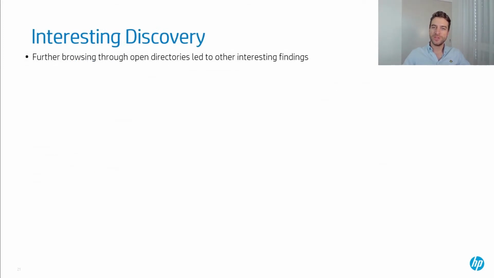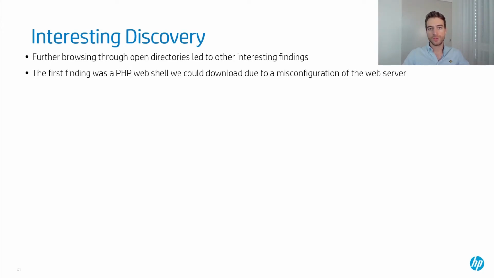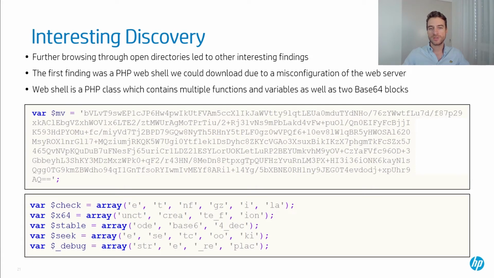By further browsing through even more open directories, we discovered a few other interesting things. At one point, we were able to download a PHP web shell due to a misconfiguration of the web server. The PHP file was not interpreted by the server, but served for download. The web shell consists of a simple PHP class which contains multiple functions as well as variables. So far, nothing suspicious. The class also contains two base64 string blocks and a few arrays which seem to represent PHP functions if the elements are concatenated in the correct order.